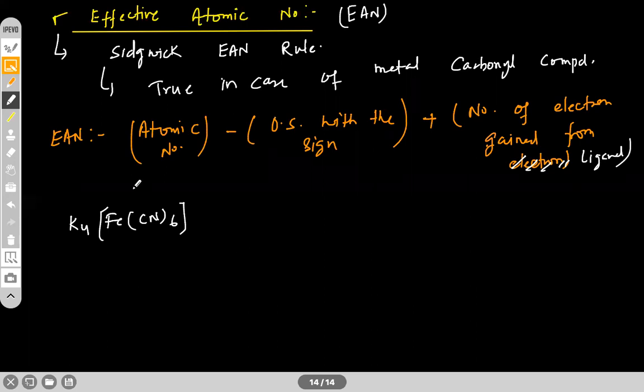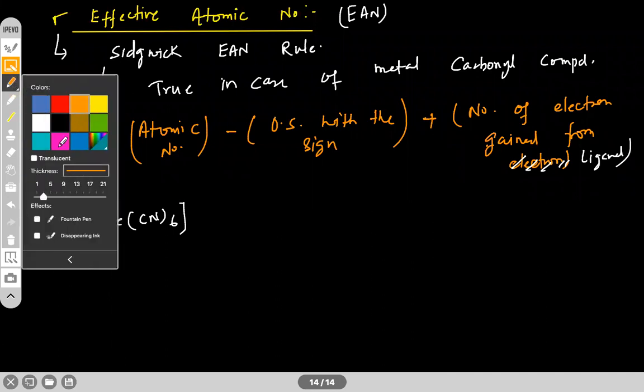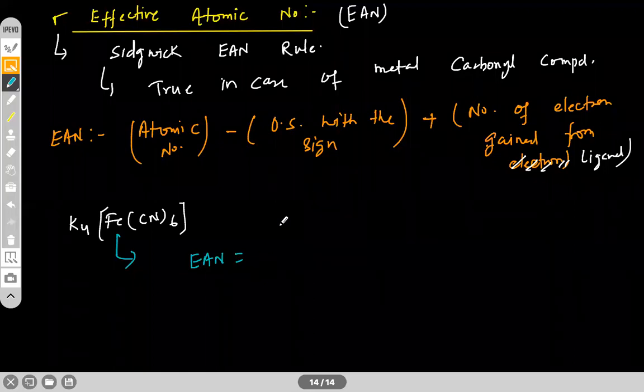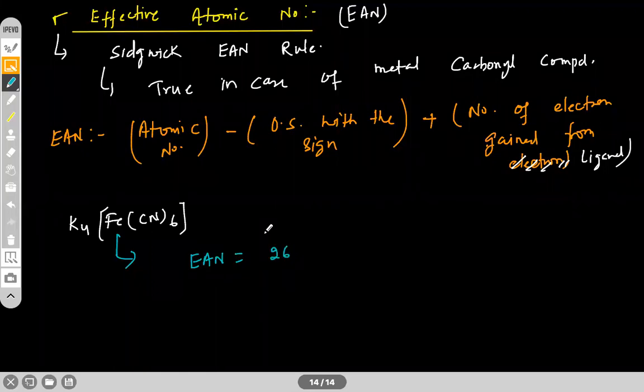Okay, so K4[Fe(CN)6]. If you try to find out the effective atomic number for iron here, what we'll do with this formula, or if you do not know this formula, effective atomic number means the total number of electrons the metal has in this bonding state. So we'll write down the atomic number first of all, 26, because iron has 26 electrons. And what is the oxidation state of iron here? Could you tell me? Plus 2. Plus 2, right? Means it has lost 2 electrons, right?